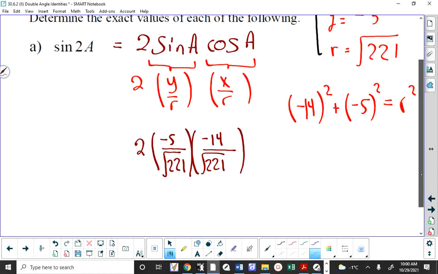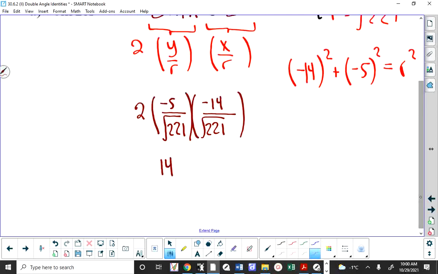So we end up with, I believe, 140 on the top over 221. 2 times 5 is 10. 10 times 14 is 140. And then over 221. 221 is a weird number in my head. I don't know. Is it prime? Are there any factors of 221? I don't think so. Anyway, I'm pretty sure 140 over 221 doesn't reduce any further.